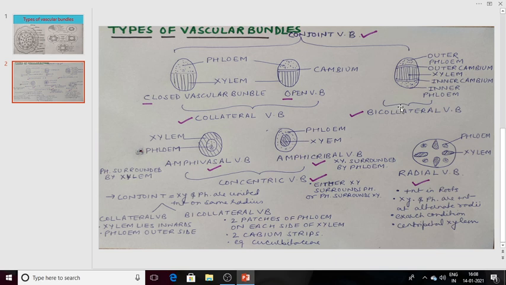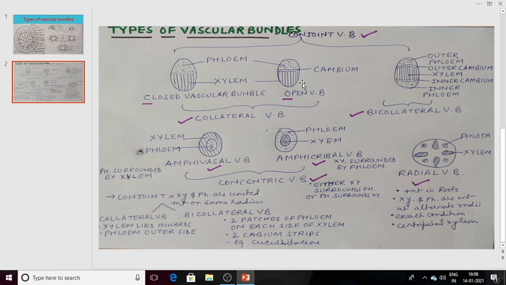Why is it known as bicollateral? Because there are two patches of phloem, the outer phloem and the inner phloem. So two patches of phloem are present on each side of the xylem, as I have written here also, and two cambium strips are present, one known as the outer cambium and the other as the inner cambium. This is a characteristic feature of the family Cucurbitaceae. So this is all about the bicollateral vascular bundle, because there are two phloem patches and two cambium strips.